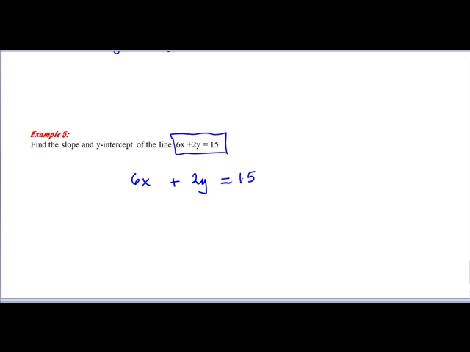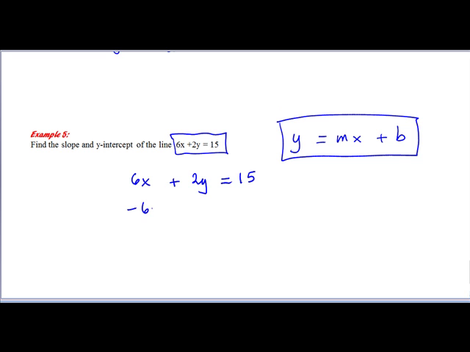So we cannot really determine the slope and the y-intercept of the line from the standard equation, unless the equation has been solved for y first. What I mean by this is, first we have to solve for y so that the equation looks like the slope-intercept form. When the equation is written like this, we can identify the slope and the y-intercept easily.